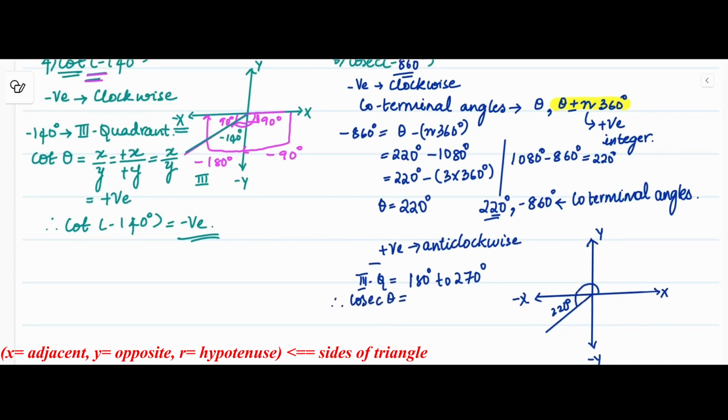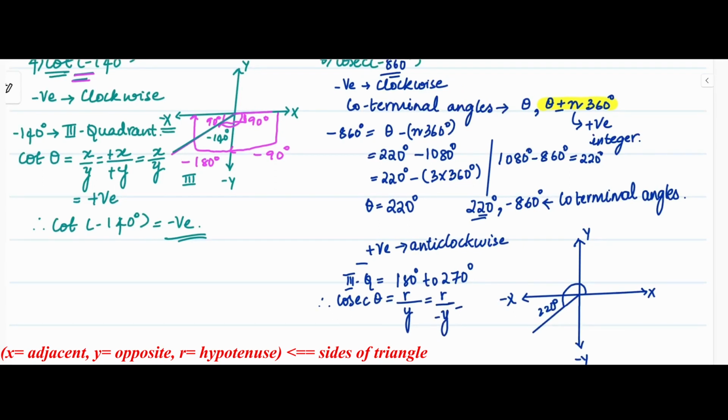Cosecant theta is always r divided by y. R will always be positive. We have a negative y in the third quadrant, so we will have a negative y coordinate. A positive value divided by a negative value gives a negative value. Cosecant of 220 degrees is a negative value, which is the same for cosecant of minus 860 degrees.